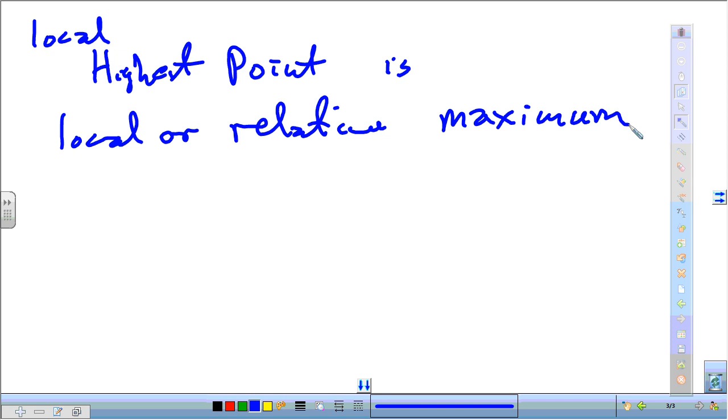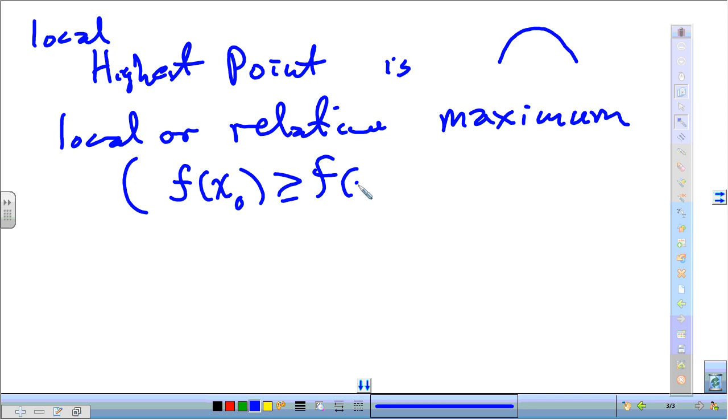Okay. So we're not going to look everywhere. We're going to look locally, and graphically we see this peak type of picture. Okay. So all the functional values at, say, x sub 0 would be bigger than or equal to any other value. So that would make it the highest. So all other x, but relative or local to what we're looking at.